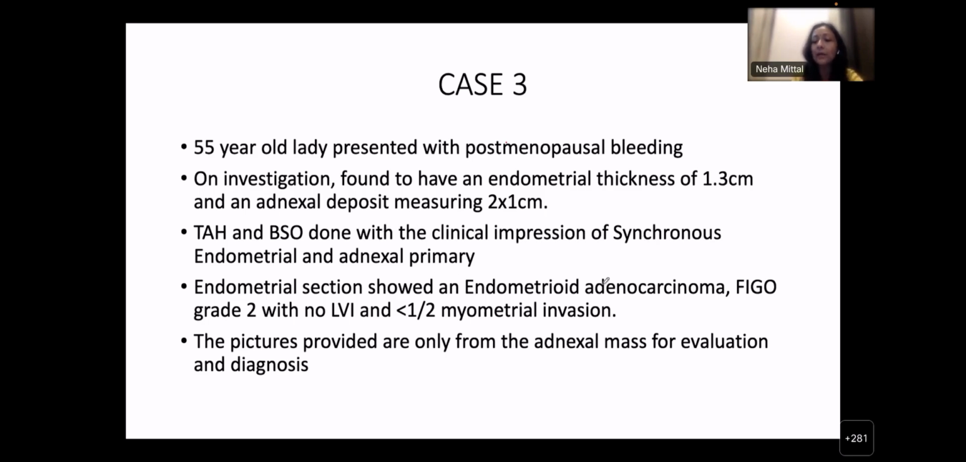Endometrial section showed an endometrioid adenocarcinoma. I have not put those pictures for you to avoid confusion. FIGO grade 2, no LVI, less than half myometrial invasion. So to further stage this lesion, the adnexal lesion becomes very important.